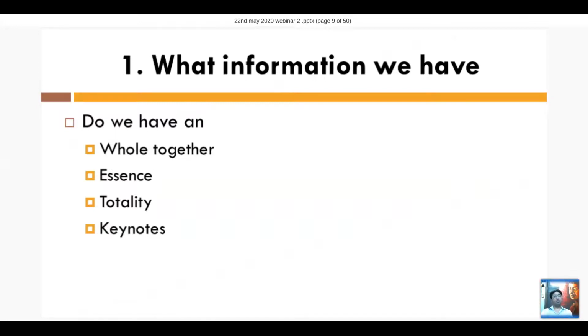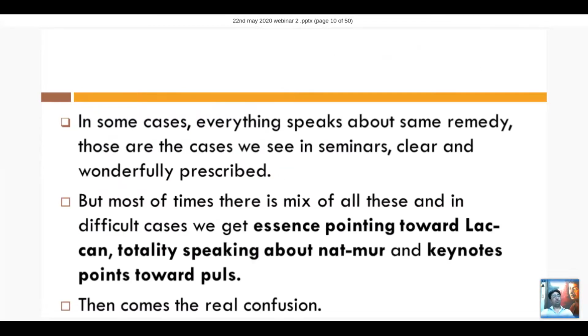Another type of information which we normally see is the essence, and later on we will try to understand what it means. Another type of information is totality. Another type of information is the keynotes. So now let's try to understand one by one. In some cases, everything speaks about the same remedy. Those are the cases we see in the seminar, clear and wonderfully prescribed.